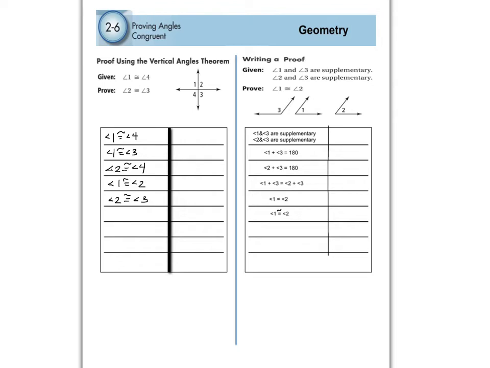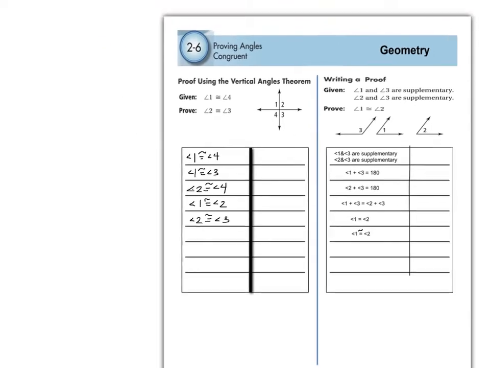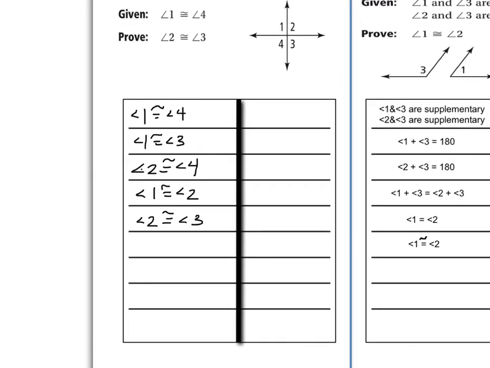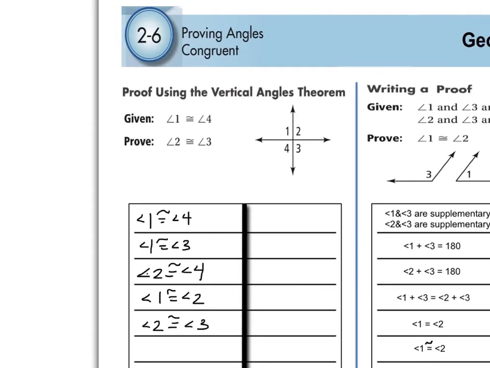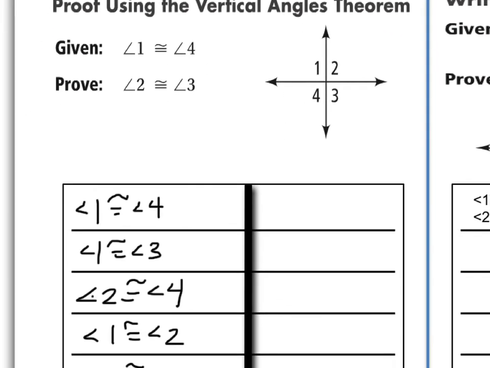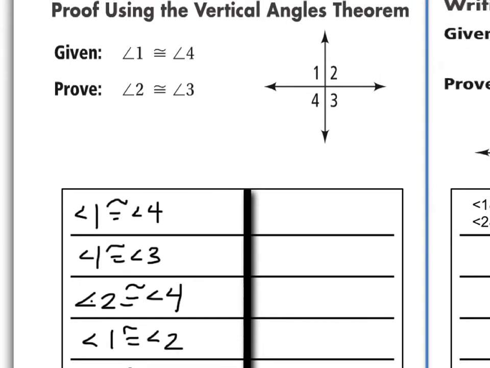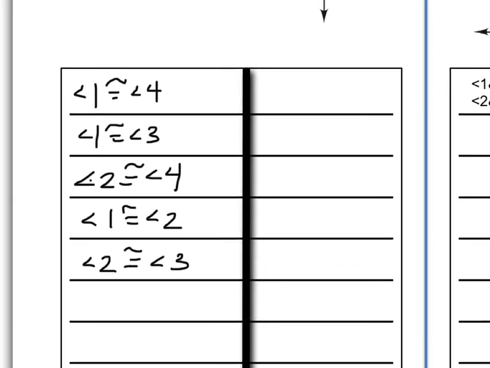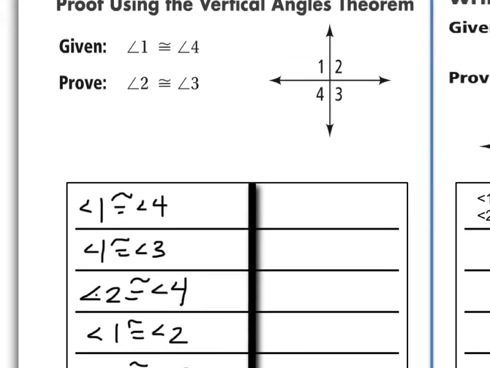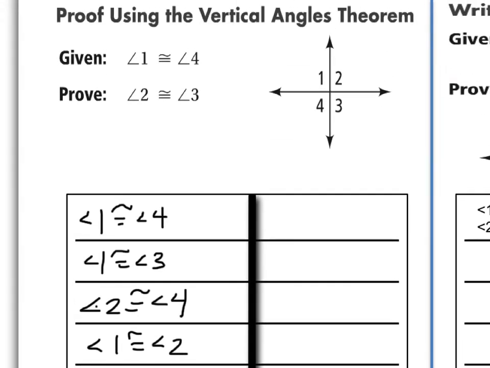So let's take a look at a proof using the vertical angles theorem first. Up top, we're given that angle 1 is congruent to angle 4, and we need to prove that angle 2 is congruent to angle 3. The first statement, angle 1 is congruent to angle 4, is a pretty easy one. That's going to be our given.